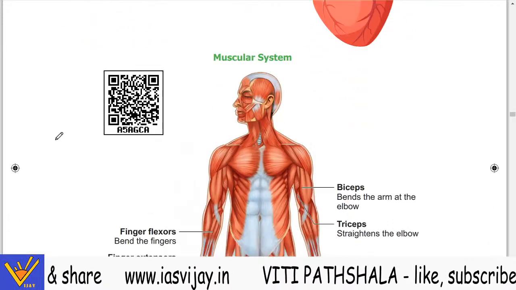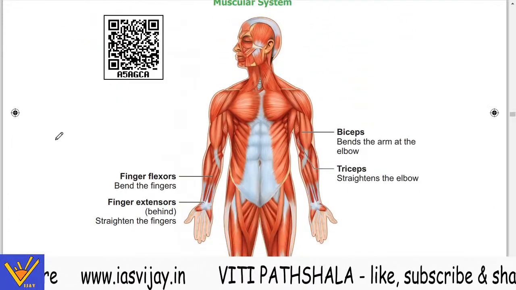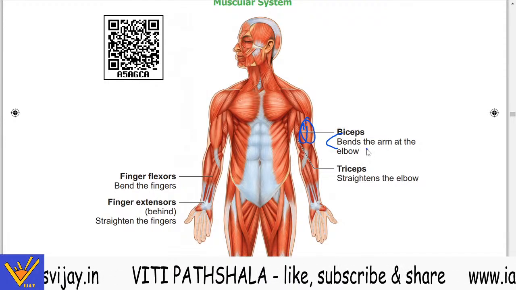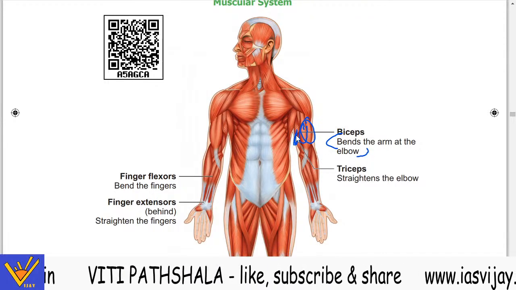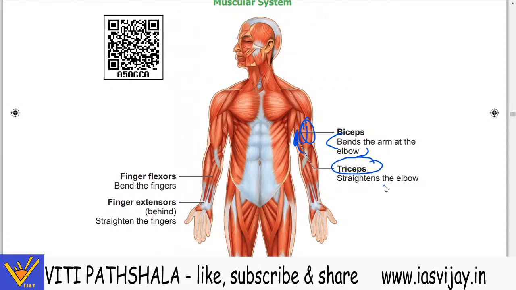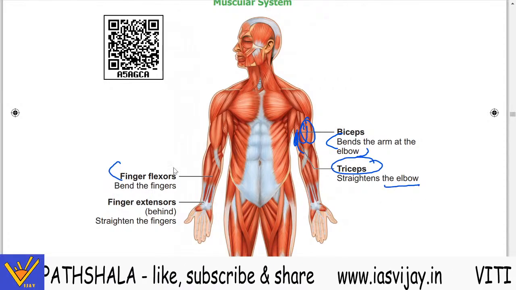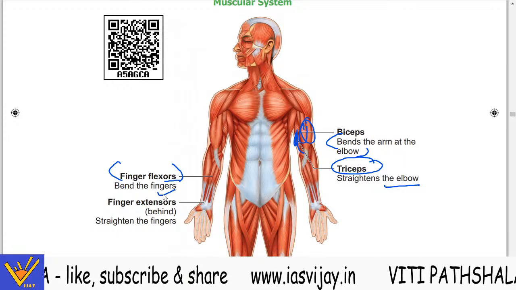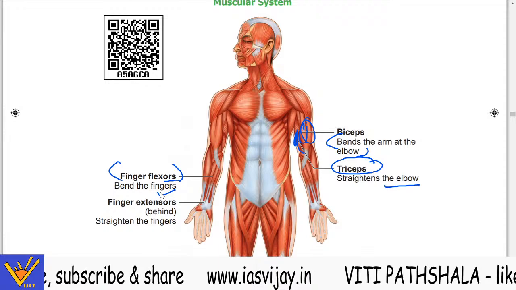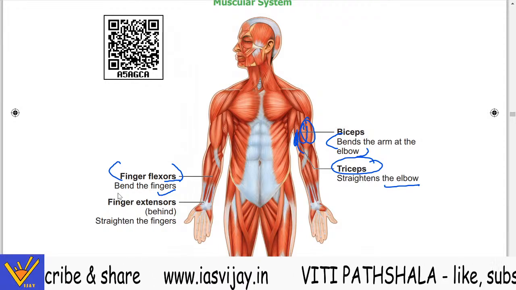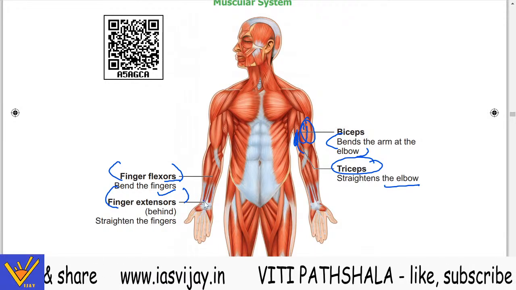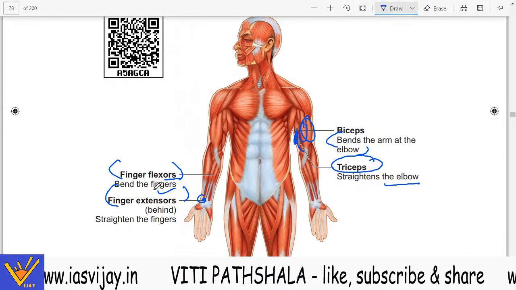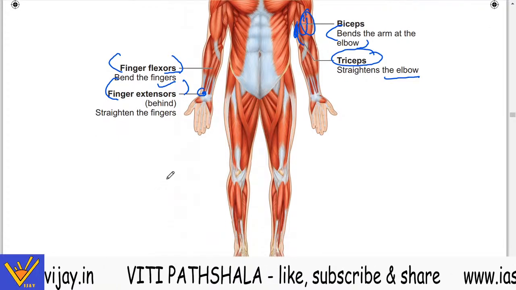Now next comes your muscular system. So here you will find this one is your biceps, and it bends the arm at the elbow. So this one, the corner one, is your triceps. It straightens the elbow. Now finger flexors bend the fingers, and this is your finger flexors. You will find them in your arm. Now finger extensors behind are the straighteners. They straighten the fingers.